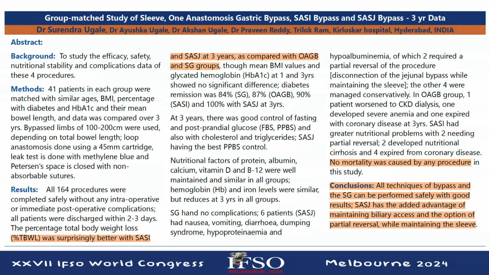This was a group-matched study that we had done of 41 patients in each group: a group with sleeve, OAGB, the SASI, and the sleeve jejunal bypass. And in this we found that the percentage of total body weight loss was surprisingly better with the SASI and the sleeve and jejunal bypass at 3 years as compared with OAGB and the sleeve groups. All the methods of bypass and sleeve can be performed safely with good results, but this SASJ has the added advantage of maintaining biliary access and the option of partial reversal while maintaining a sleeve.